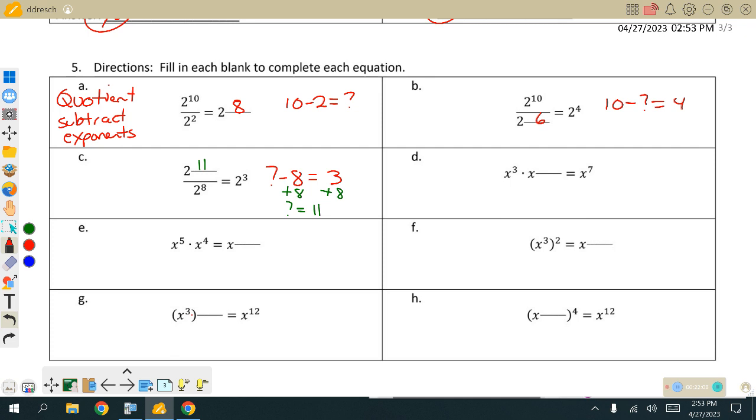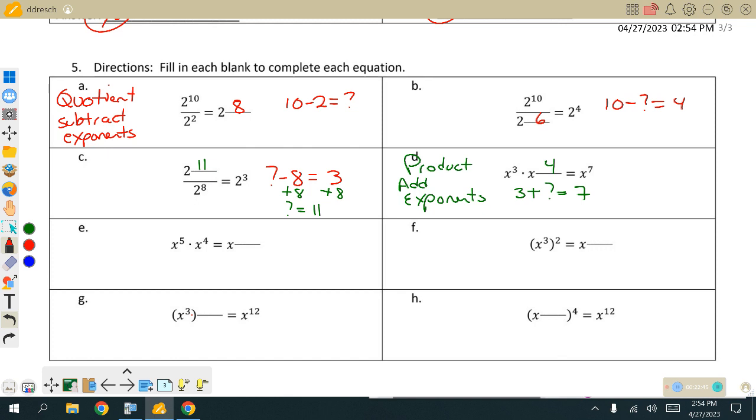Letter D. Now what we're doing is multiplying the bases together. And we call that the product rule. And this is where we add exponents. So we're going to add the exponents together. So to add these exponents together, 3 plus what gives you 7? Yep, 4 does. Subtract 3.